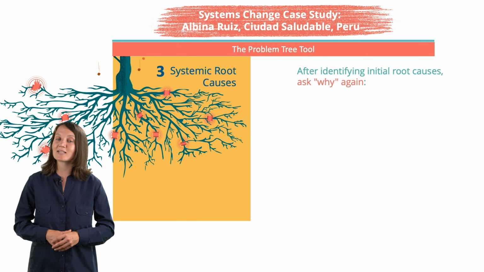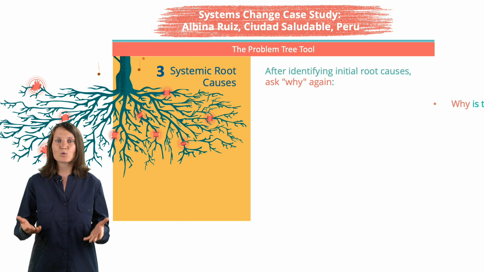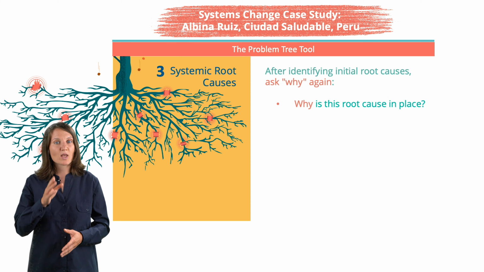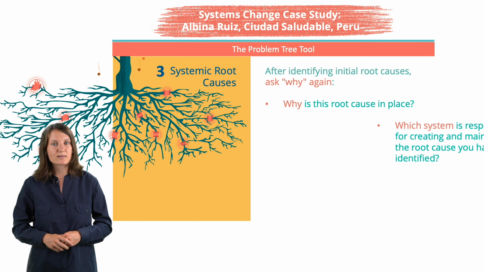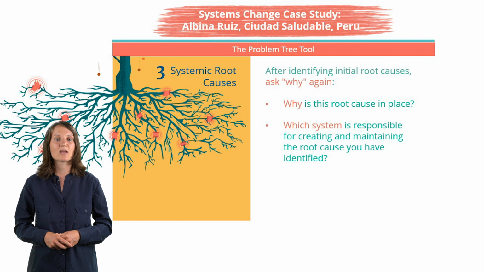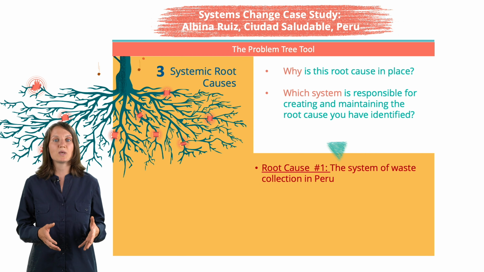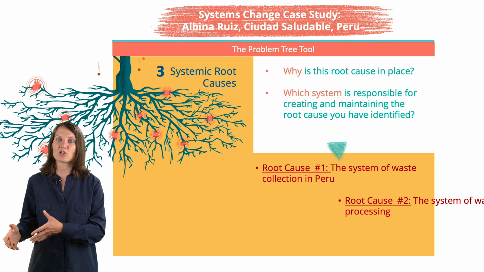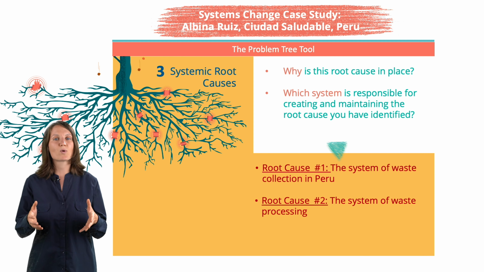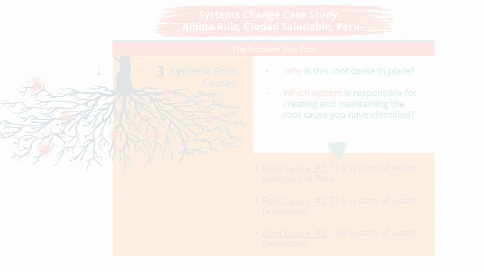Now it's the time to ask why once again. This time we will do so with a focus on systems. Why is this root cause in place? Which system is responsible for creating and maintaining the root cause you have identified? In Albina's case, the systems in question would be the system of waste collection in Peru, the system of waste processing, and the system of waste generation.